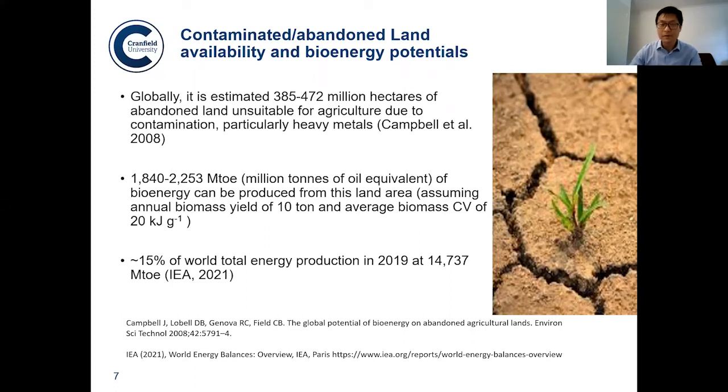For most of the crops we grow, especially wheat and rice, a lot of the heavy metal will be accumulated within the food produce, so you won't pass the food standard if these lands are used for food production. However, if these lands are used for energy crop production, based on an average energy crop yield, these lands can potentially produce around 1,800 to 2,200 million tonnes of oil equivalent of bioenergy.